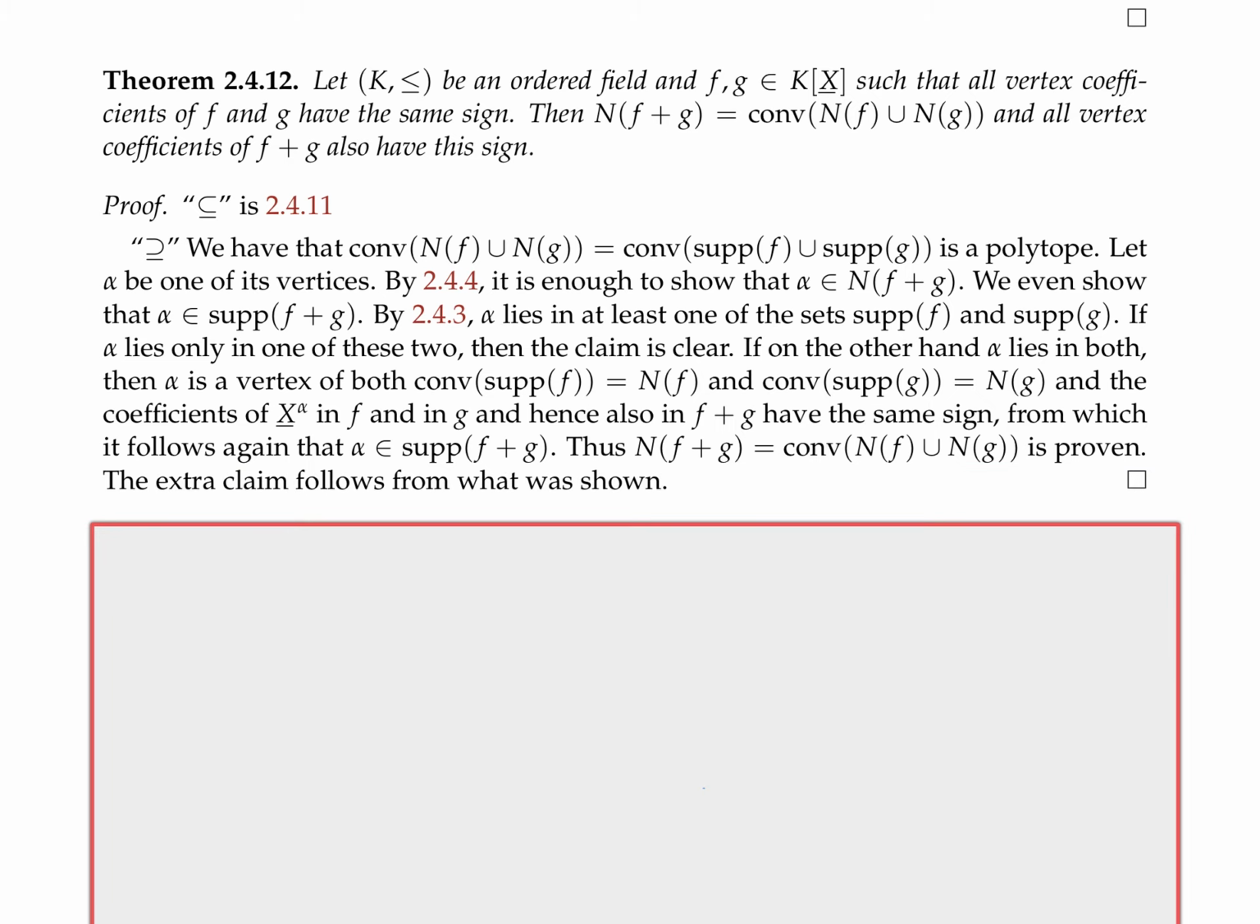And the extra claim follows from what was shown. The extra claim was that all vertex coefficients of F plus G also have this sign. I looked at a vertex of the Newton polytope of F plus G, in hindsight, because it turned out that this is the Newton polytope of F plus G. And I had shown that the corresponding coefficient in F plus G has the same sign. Good. Okay.